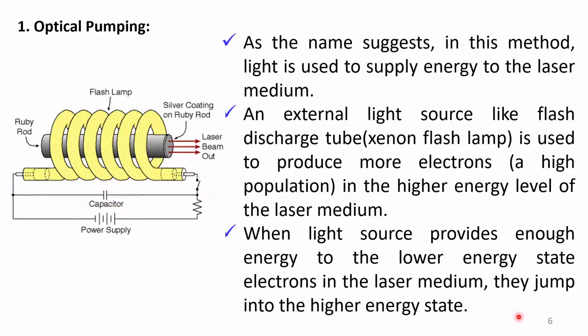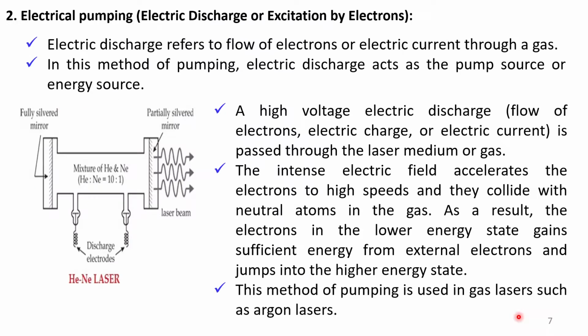And in this way, in that active medium, the condition of the population inversion will be achieved here. So, in this way, by using such a type of optical pumping, we can achieve a population inversion in an active medium. Now, such a type of optical pumping is mostly used in solid state lasers.